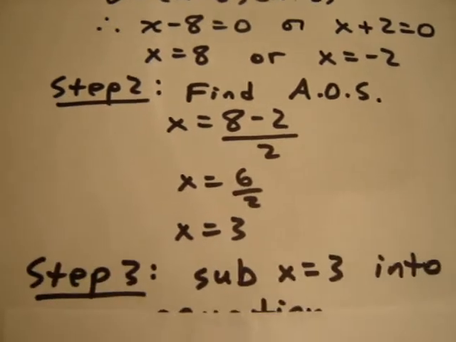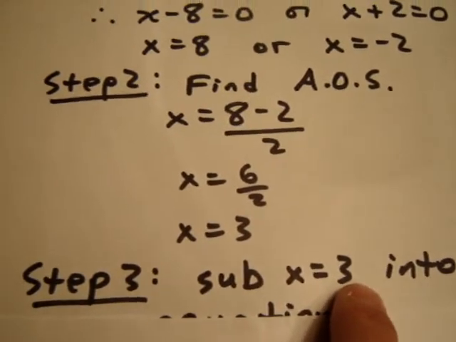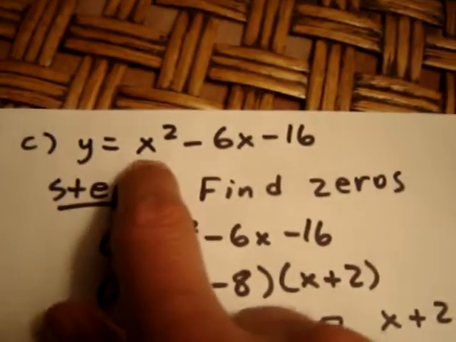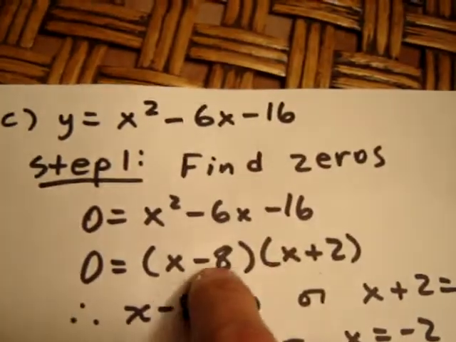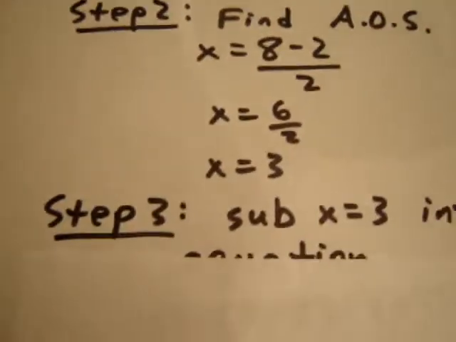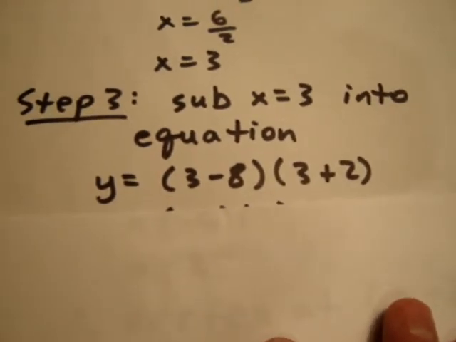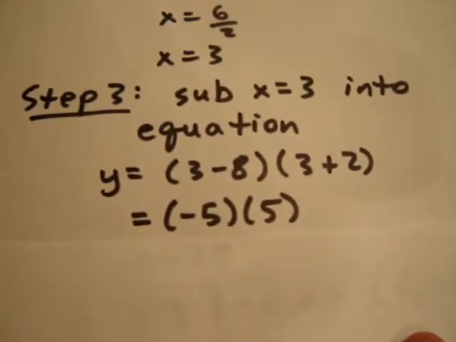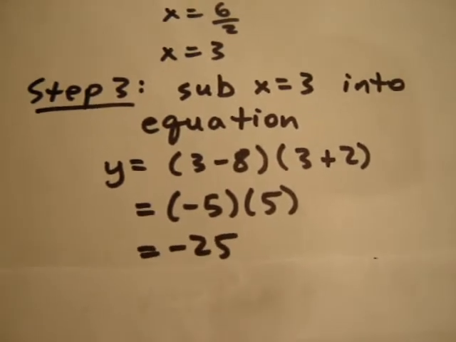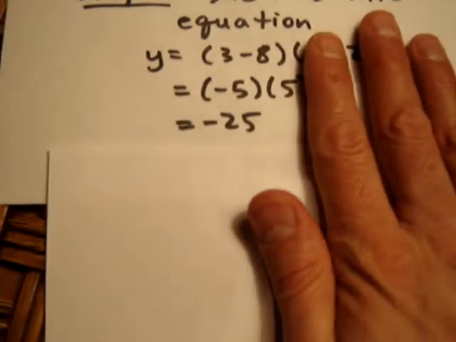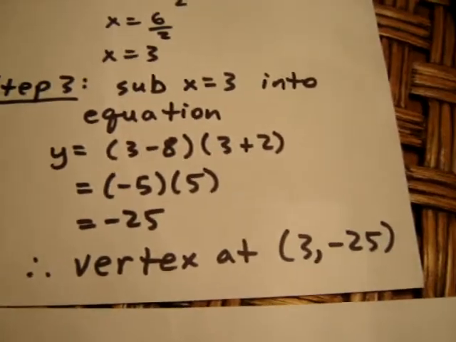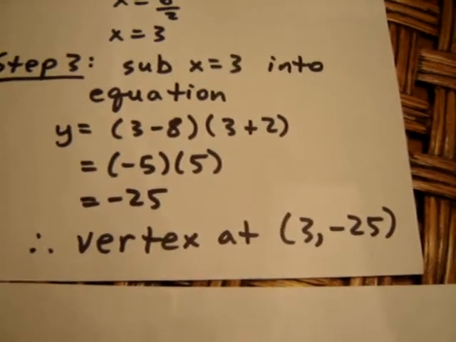Well, that's useful to know. We sub x equals 3 into the equation. We could use the original. I'll use the (x minus 8)(x plus 2) version. And I get y equals (3 minus 8) times (3 plus 2), which is negative 5 times 5, which is negative 25. And this means that our vertex is at (3, negative 25).